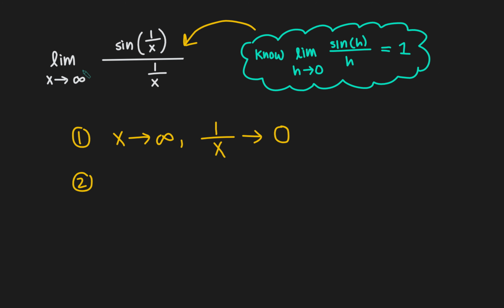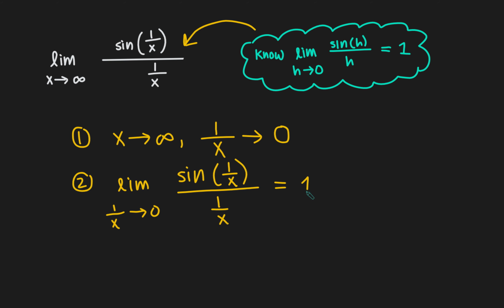And so we can actually rewrite the given limit as the limit as 1 over x approaches 0 of sine of 1 over x over 1 over x. And now at this point, you could just apply our known limit because everything matches up. What's inside the sine function is what it's being divided by, and it's also the thing that's approaching 0. And so you could say that this is equal to 1.